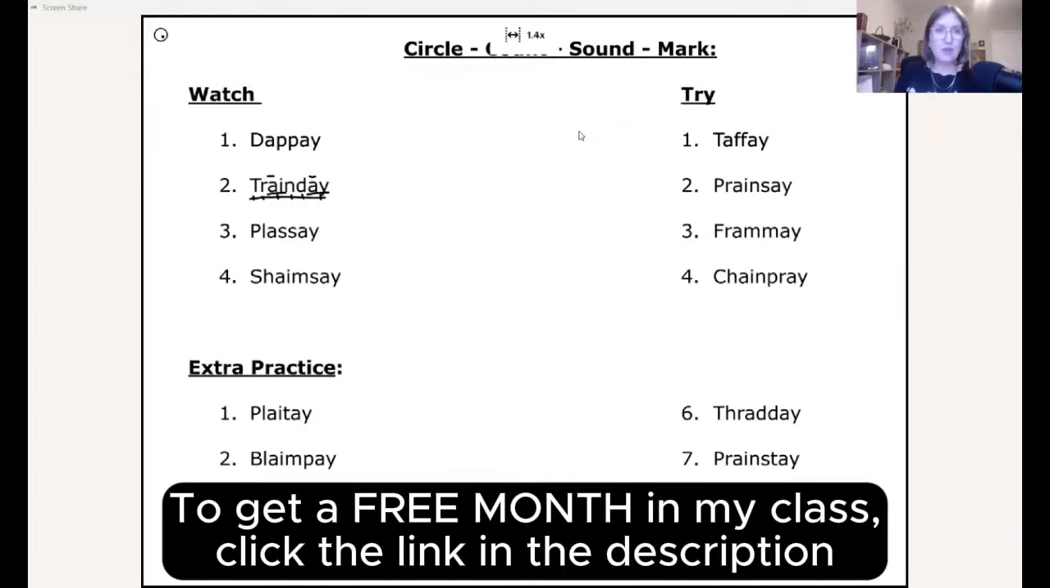Train day. Train day. That one might have been a little on the easy side because you recognize it as a compound word with two real words right there. But now you know why it says what it does. Try yours over here.